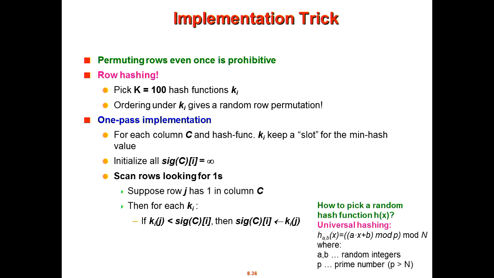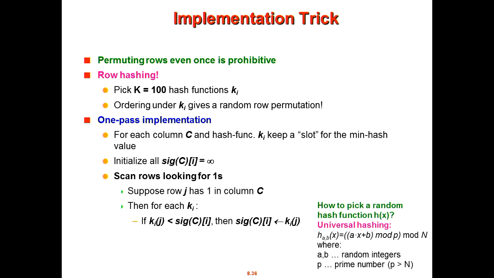So what we do, we need to check for each Ki, for each permutation. We will check what is the mapping of this row J in that hash function, right? So each hash function Ki will map row J to a new number, according to its own permutation. And that new number is a row index for this value 1, right?